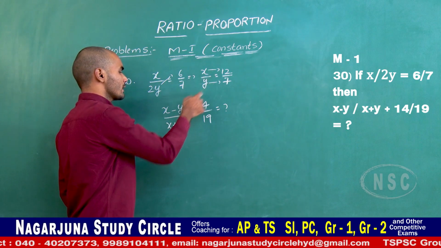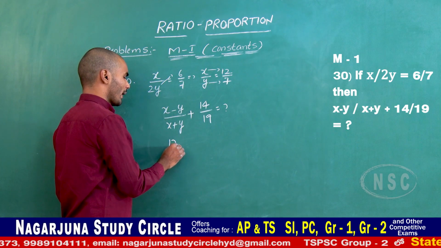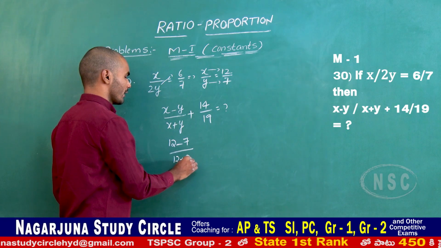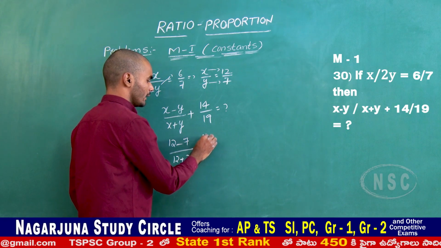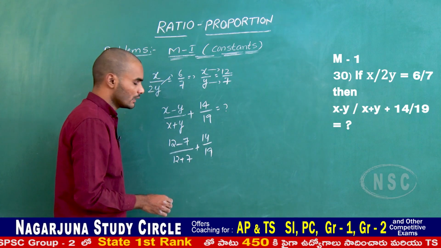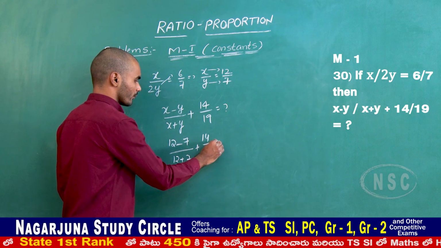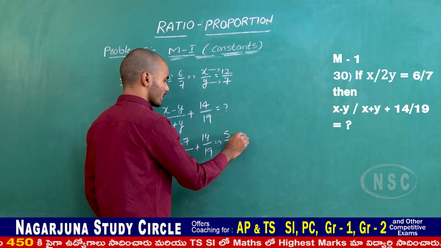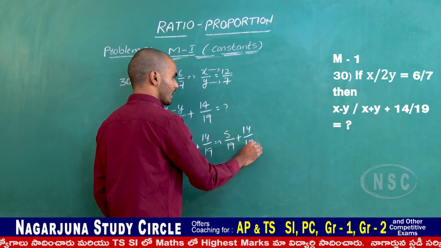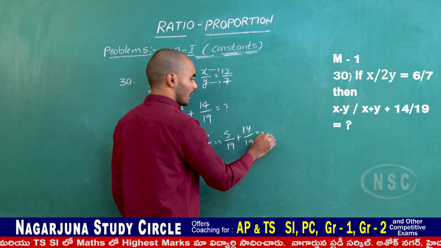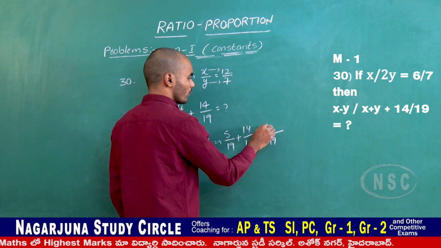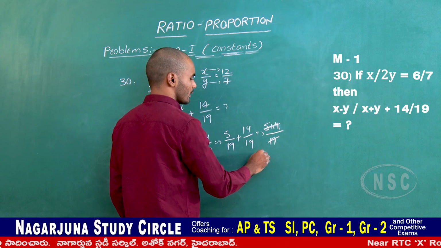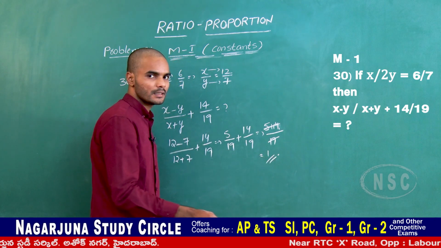Just substitute this into this equation. So x value is 12 minus y value is 7, divided by x value is 12 plus y value is 7, plus 14 by 19. 12 minus 7 means 5, divided by 12 plus 7 means 19, plus 14 by 19. LCM of 19 is 19, and 5 plus 14 is 19. Then 19 cancels, answer is 1.